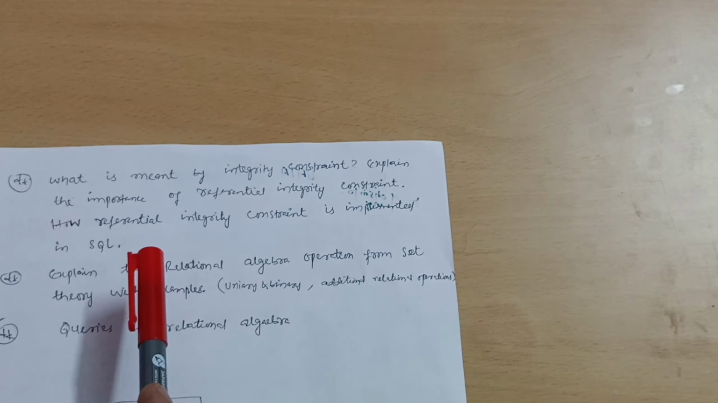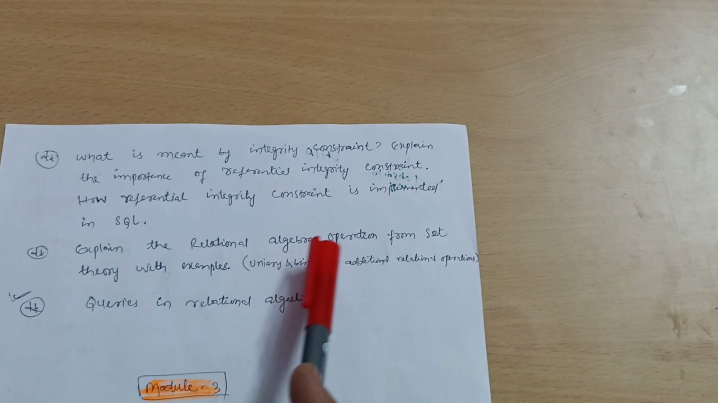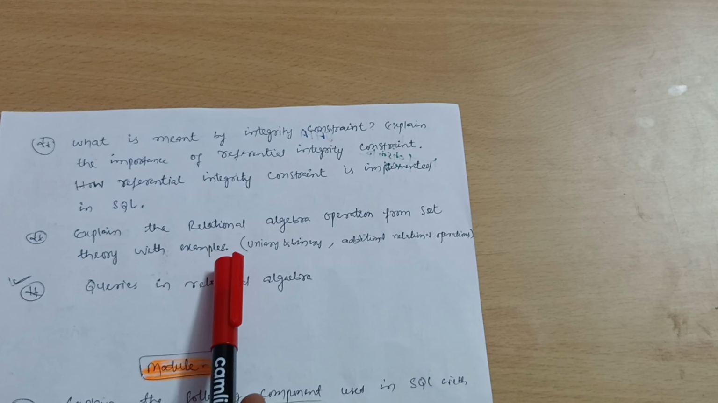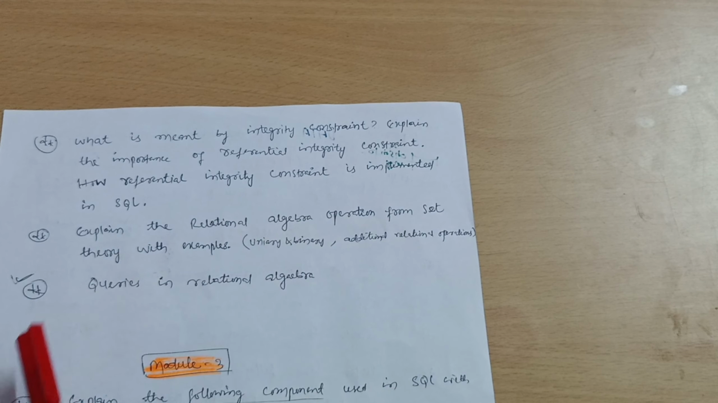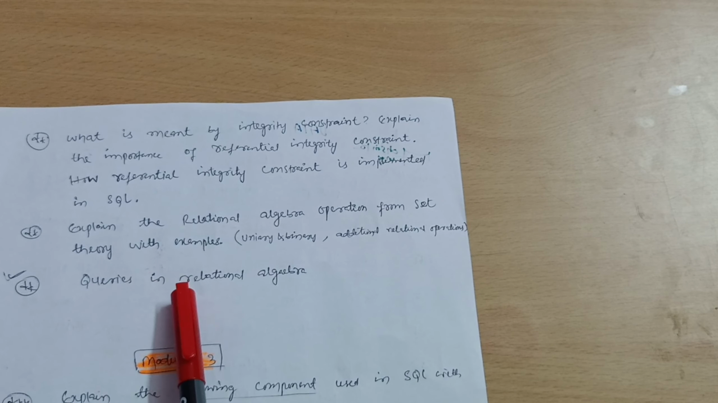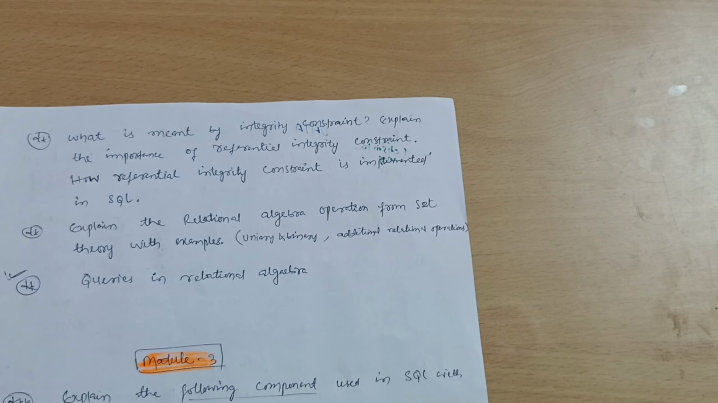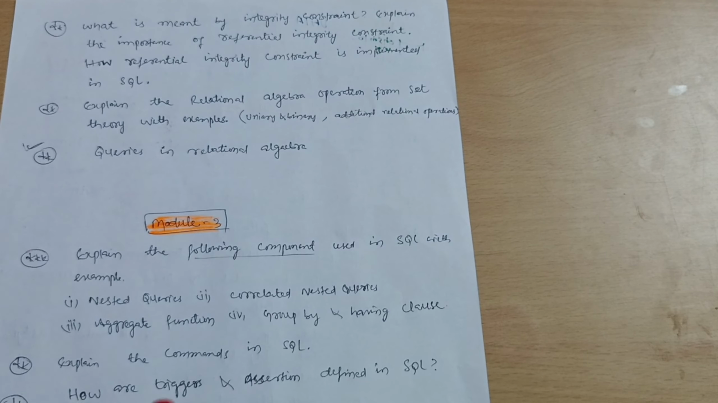Next is explain the relational algebra operations from set theory with example, like unary, binary, and additional relational operations; you have to go through them in depth. Next is queries in the relational algebra. This is all about module 2. So let's come to module 3.